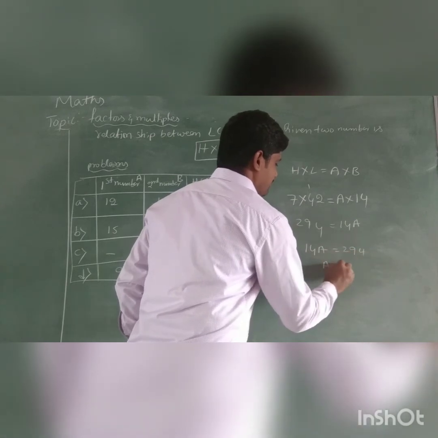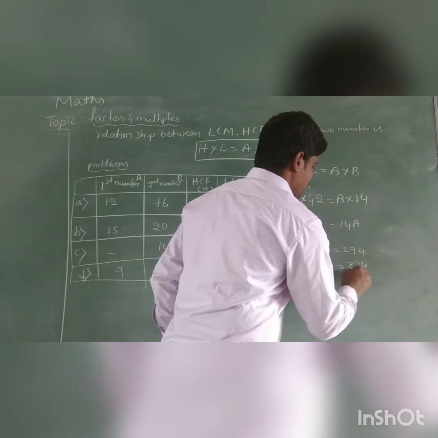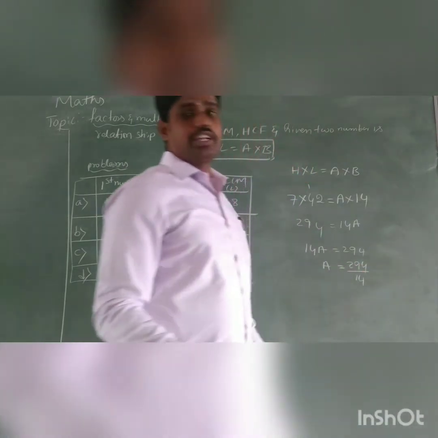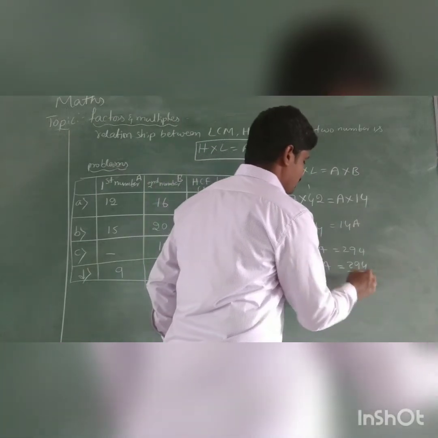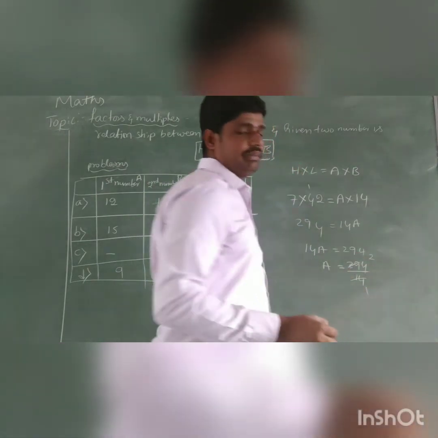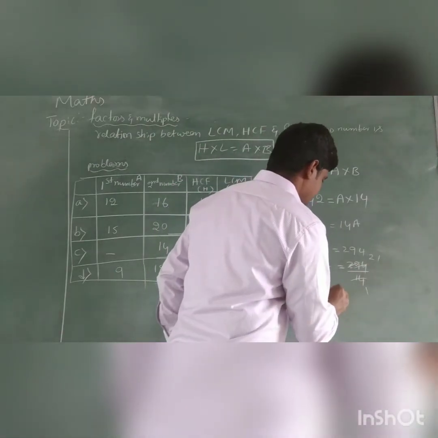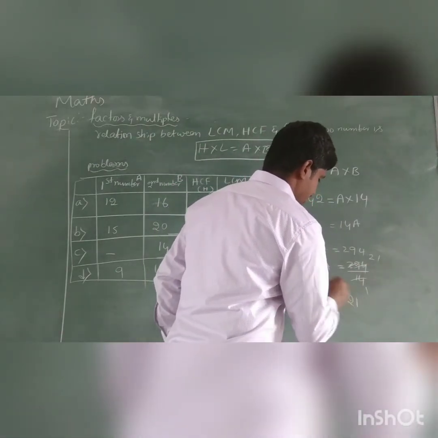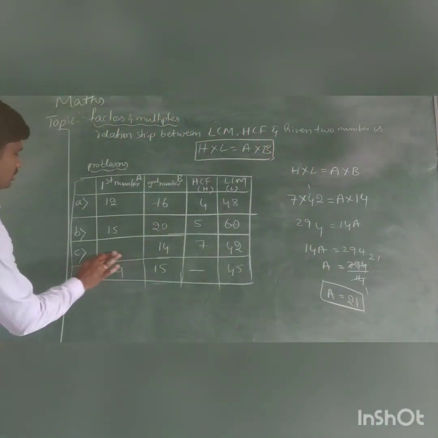Now find the value of A. A is equal to 294 divided by 14. In the 14 table, how many times does it divide 294? 14 twos are 28, 1 is the remainder. 14, how many times? 1 time. Therefore, A is equal to 21. In the third problem, the value of A is 21.